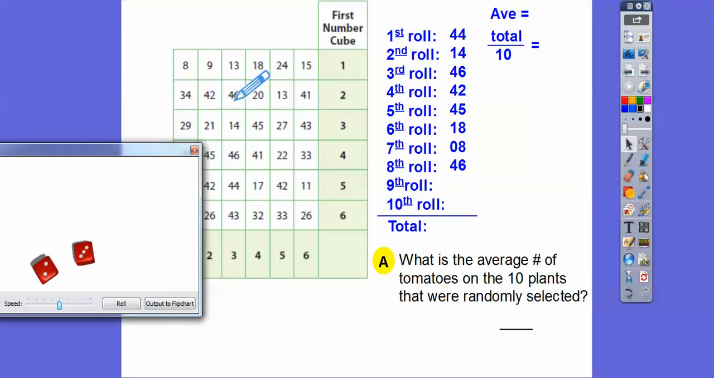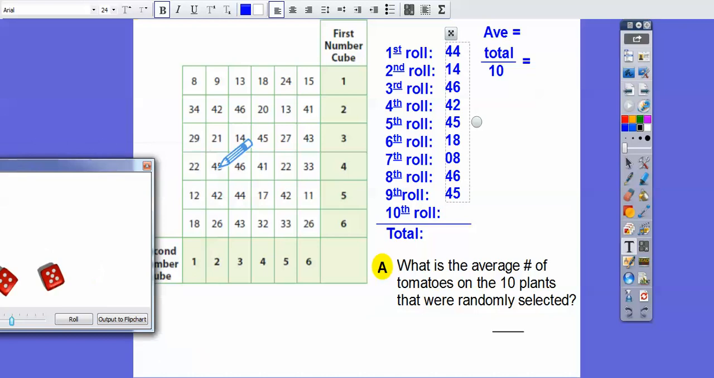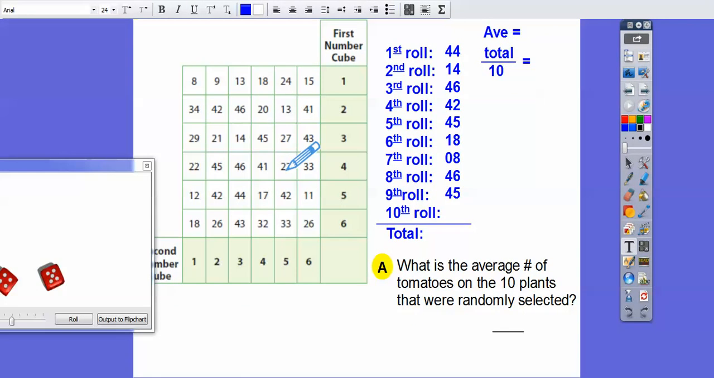Let's keep going. So I see 4 and 2. So here's column 4, row 2 is 45. All right, and then we're going to total all of those up. One more roll. Okay, so 4 and 5. So let's go down to 4 and 5. Column 4, row 5 is 22. Okay, and then we're going to find the average.